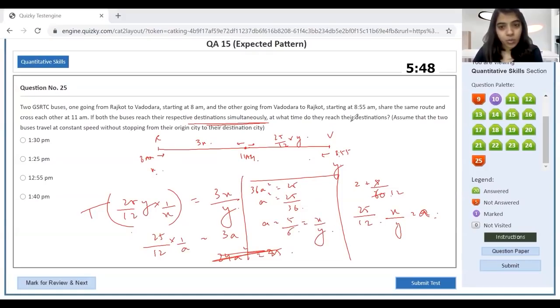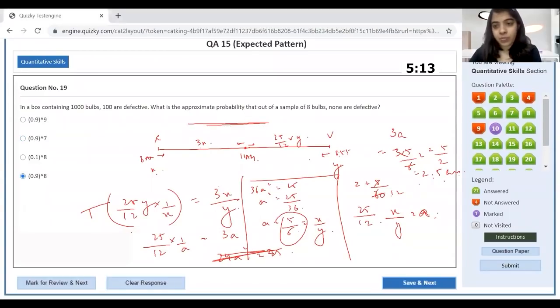So what are they asking? At what time do they reach their destinations? What was the time taken by this to reach its destination? It was 3 into x by y, which is a. We don't even need the values of x and y here. So 3 into a is what? 5 by 6, which is 5 by 2, which is 2.5 hours. Now they're asking us at what time. This was 11 a.m. 2.5 hours after it would be 11, 12, 1, 1:30 p.m. So this is our answer.